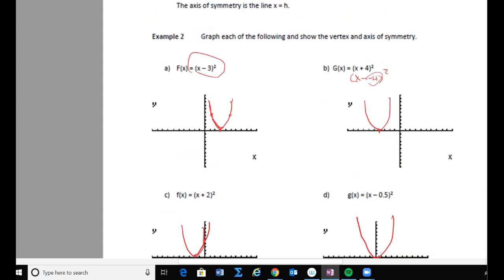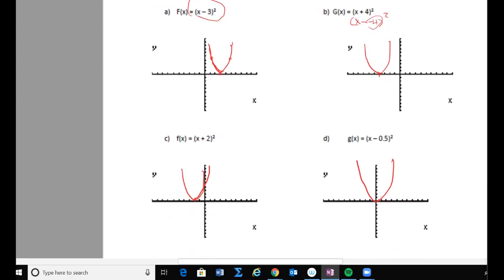And in each case, these do have axes of symmetry. It runs right through here, this one right through there, right through there, and this one, that's the vertical line x equals 1/2.